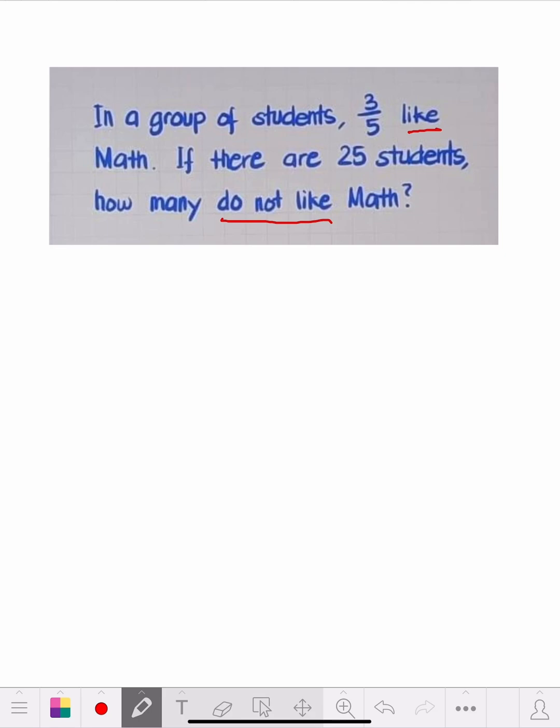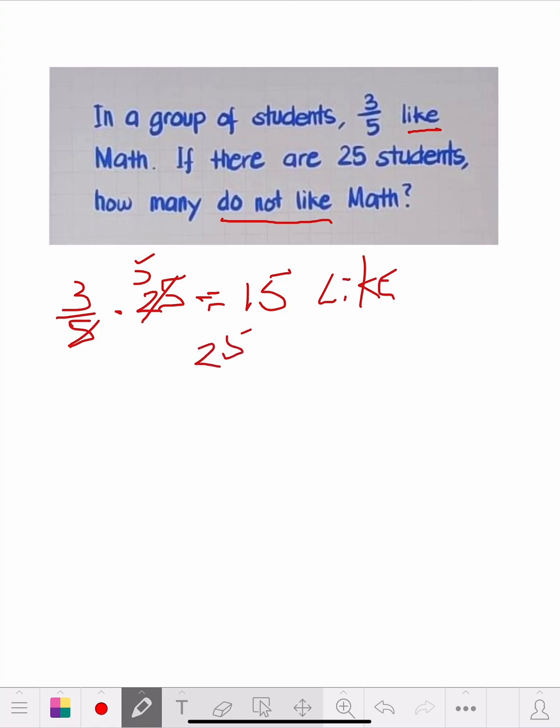So you could solve this two ways. You could use 3/5 times 25. The 5 goes into 25 five times, so it's 15. 15 like math. Now we could take the whole 25, subtract 15, which means 10 do not. And that would be the answer, okay?